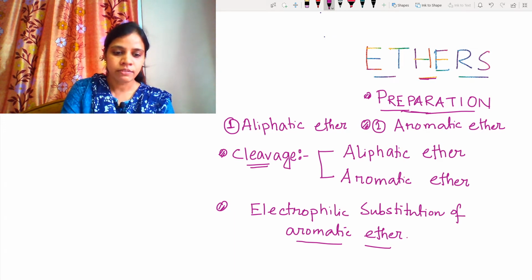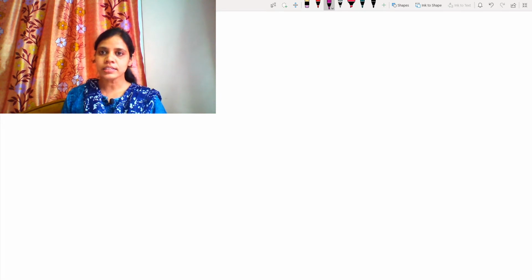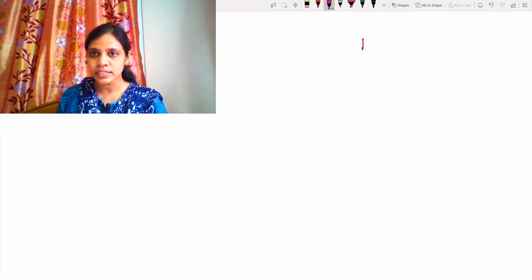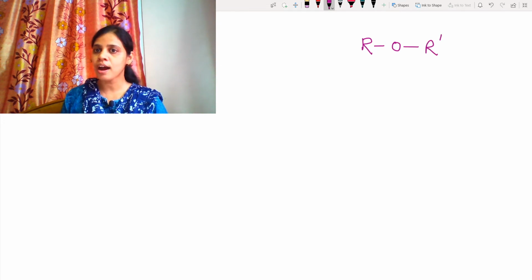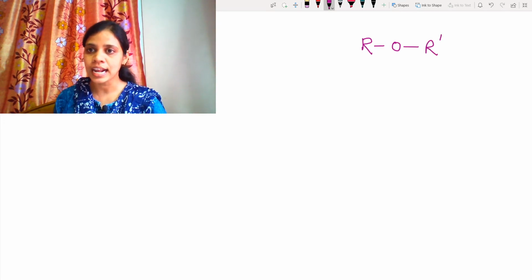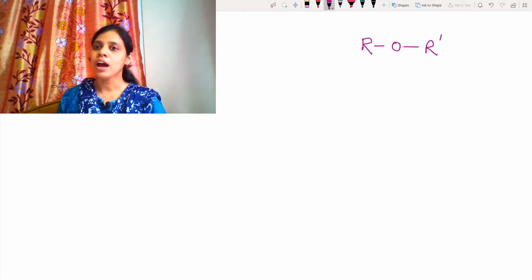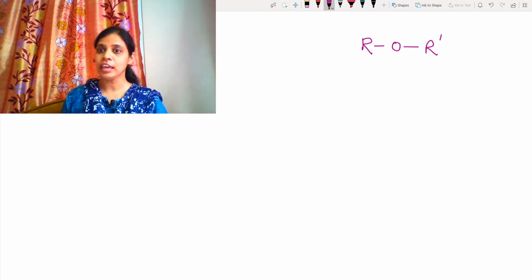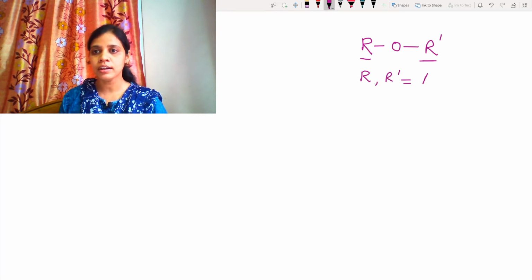First, I will explain what is ether. What is ether? Ethers are generally represented this way: ROR prime. That means two alkyl groups are attached with an oxygen atom. This is the representation of ether. Here R means alkyl group. R or R prime both are alkyl groups.